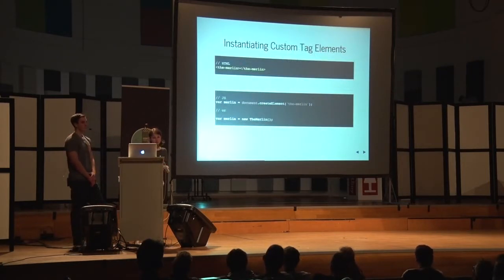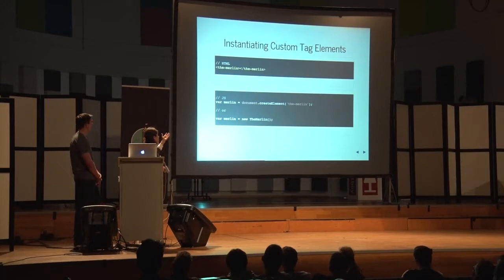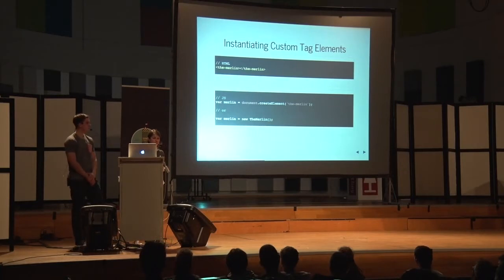So how do we instantiate these things? Well, for custom tag elements, it's just what I said. It's just a tag in our markup. But you can also instantiate them using JavaScript. So document has this create element API, and then you could just invoke that. Or, as I said, you can call the new operator because the custom element registration returns a constructor function. So then you can use the constructor function to instantiate the element.